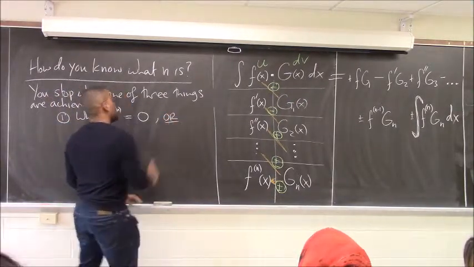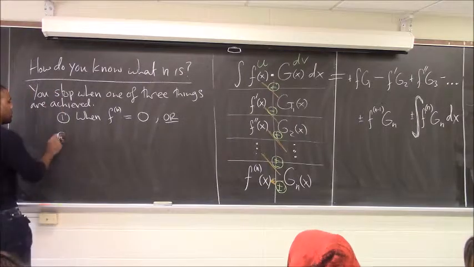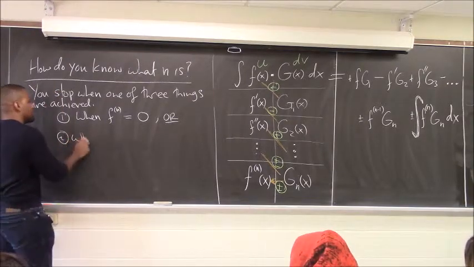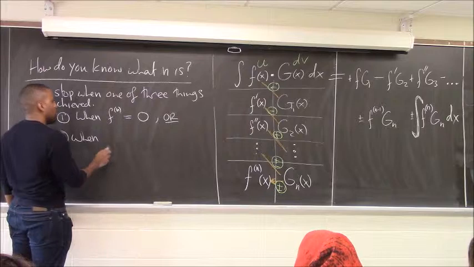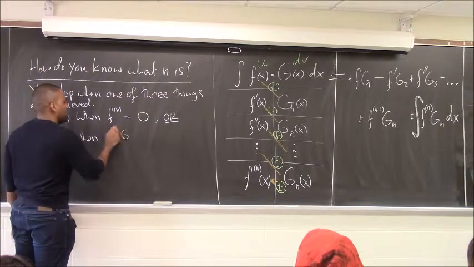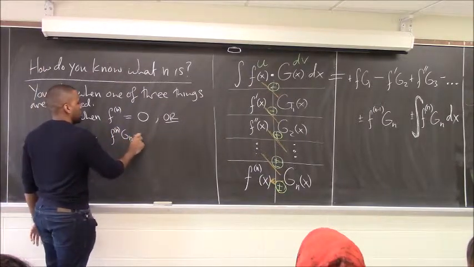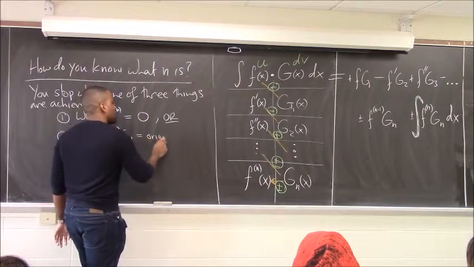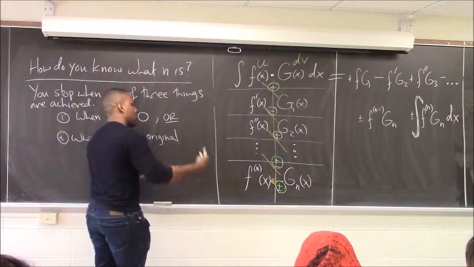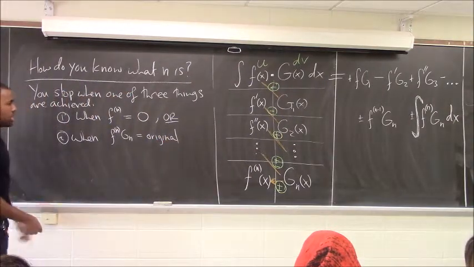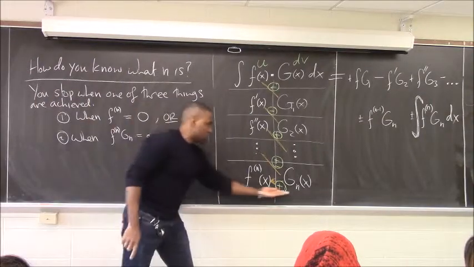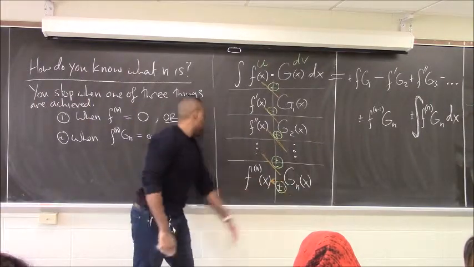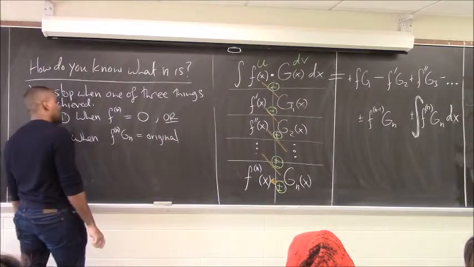Or another situation that can happen is when the fn times gn is the original integral. So this is when you have that revolving situation where you kind of get the original back.